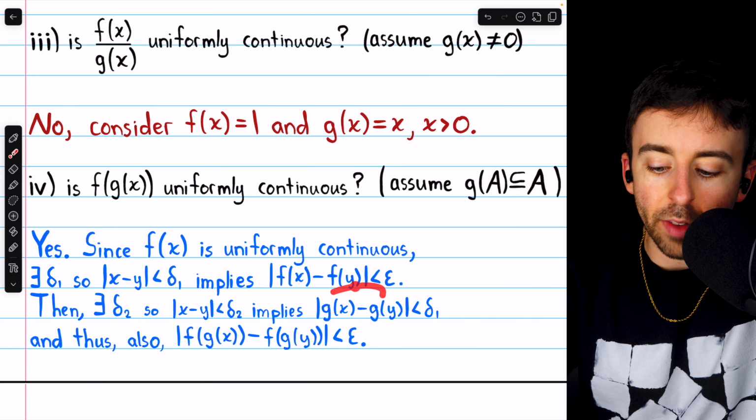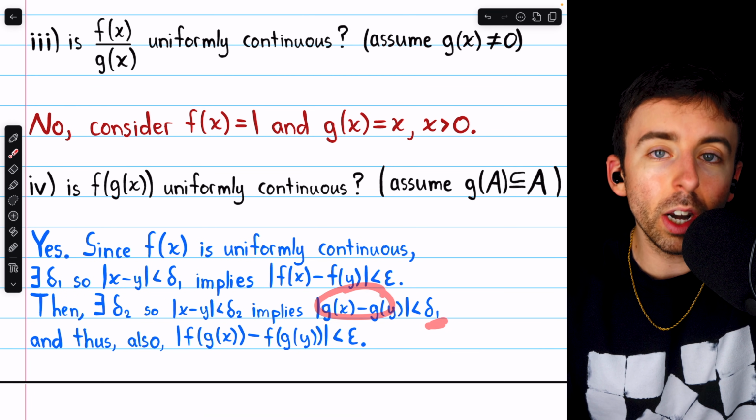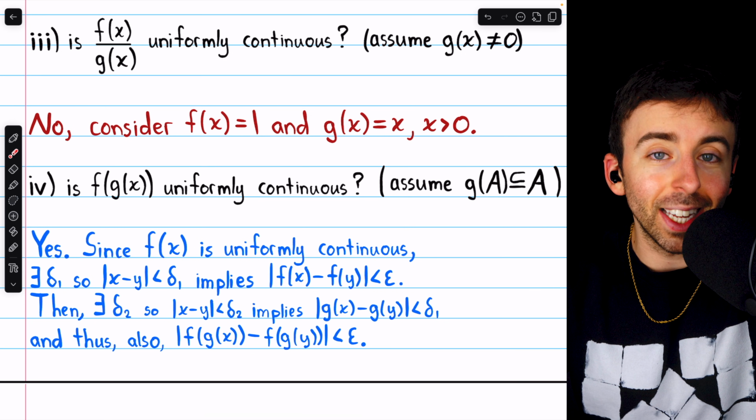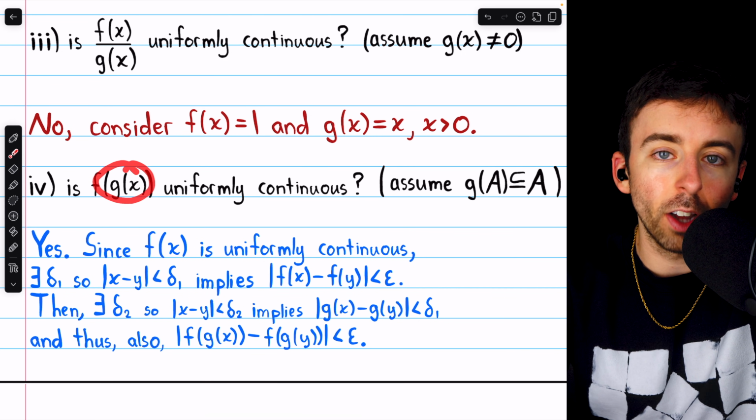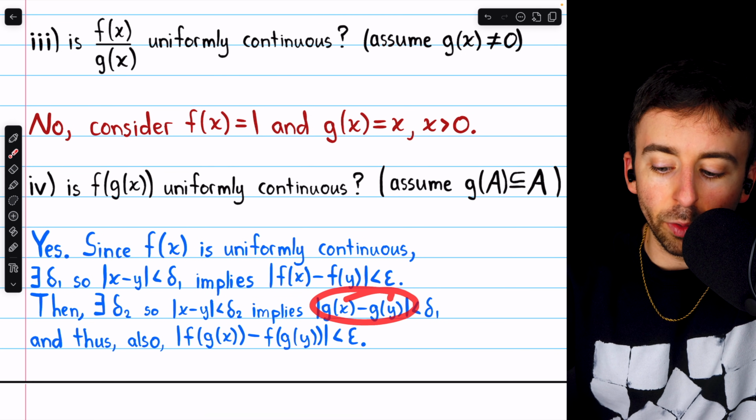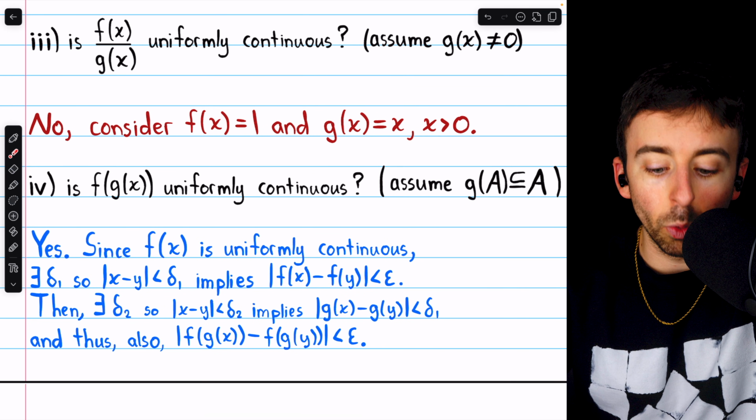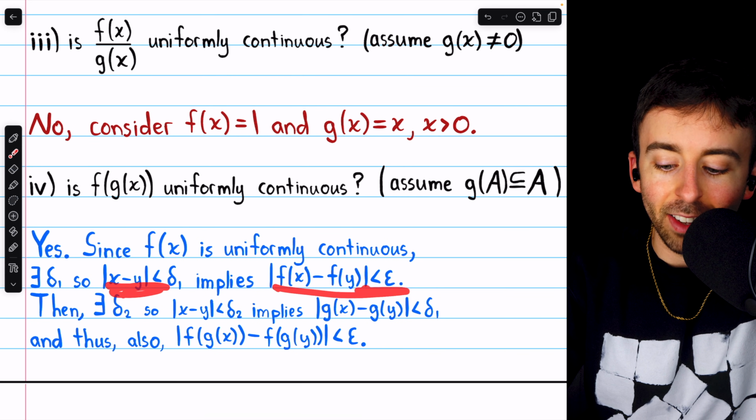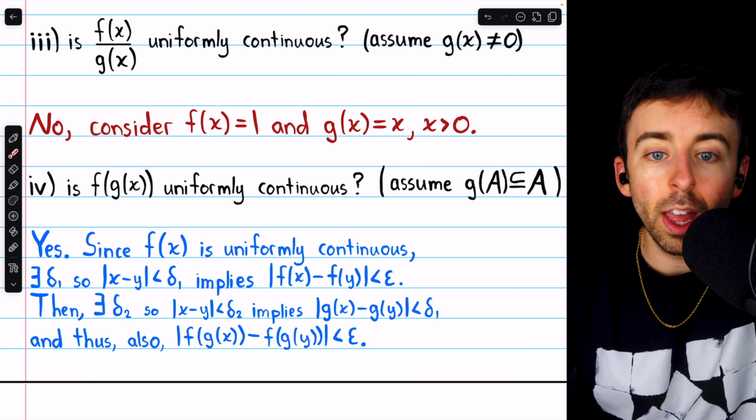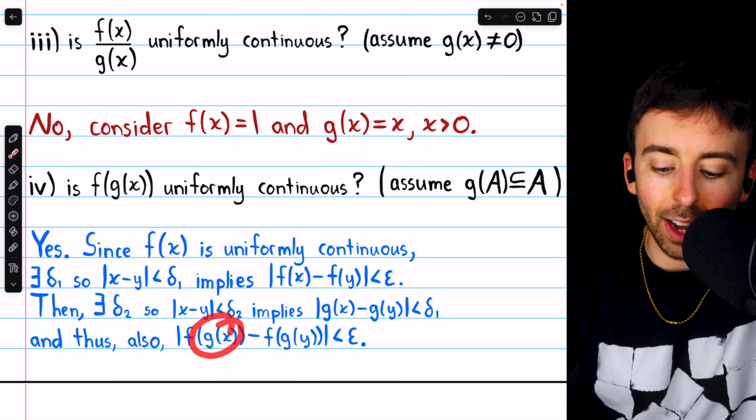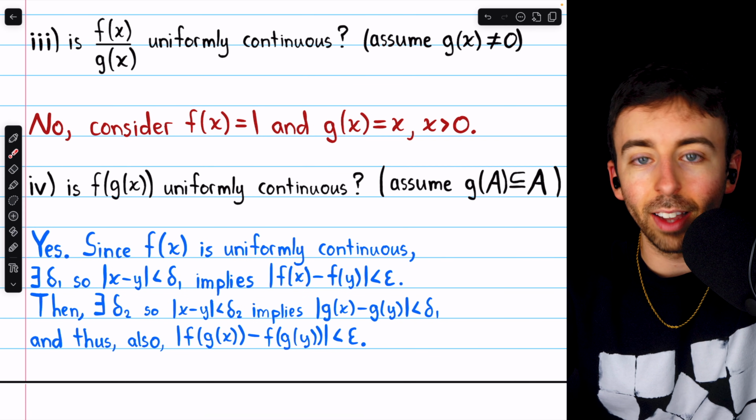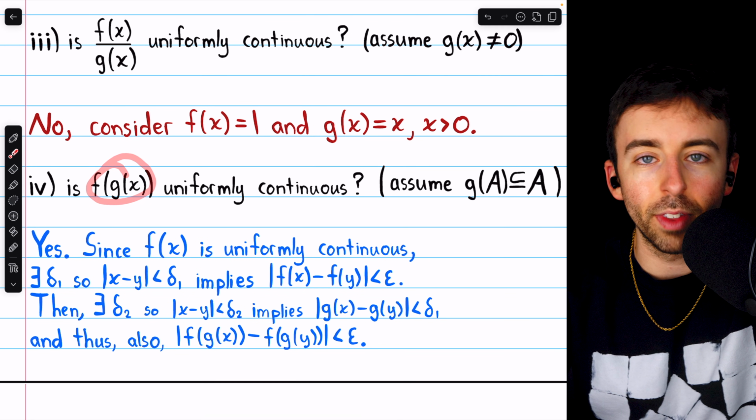Of course, we want g of x and g of y to be within delta 1 of each other because that's what we're plugging in to f in this function composition. So if g of x and g of y are within delta 1 of each other, well, that basically gets us back to this case, where the uniform continuity of f assures us that f of g of x and f of g of y will be within epsilon of each other, thus establishing the uniform continuity of this composition.